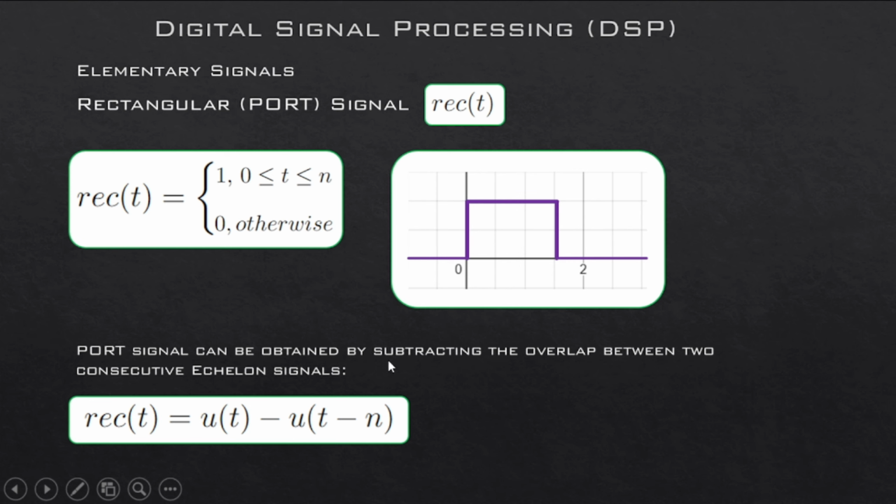Port signal can be obtained by subtracting the overlap between two consecutive echelon signals. In other words, you can obtain that by performing u(t), which is starting from 0 all the way to infinity, minus u(t minus n), which is a step signal that exists at t equal n. So it starts from t equal n and goes to infinity. We're going to see on the next slide how exactly it works when it overlaps these two step functions, how it is produced as a window port function.